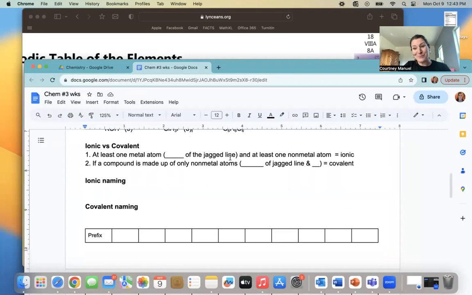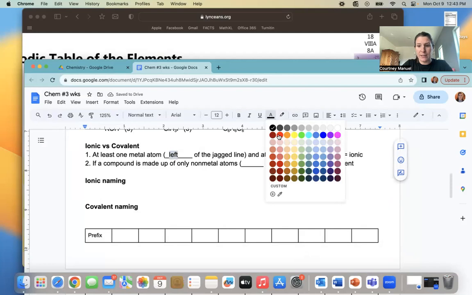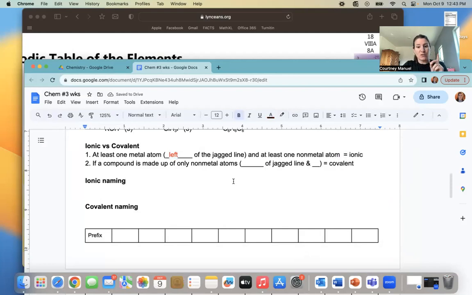Okay, now we're getting into bonding, and we're going to hit this so many times. So if you kind of miss it round 1, it's okay. It's coming back. But the more you can jump on this, the better you will be in the long term. Okay, ionic versus covalent. At least 1 metal atom. The metal atoms are left of the jagged line, and I'm going to show you what this jagged line is. And at least 1 non-metal atom. So it's a metal atom and a non-metal atom together, and that's what makes them ionic.